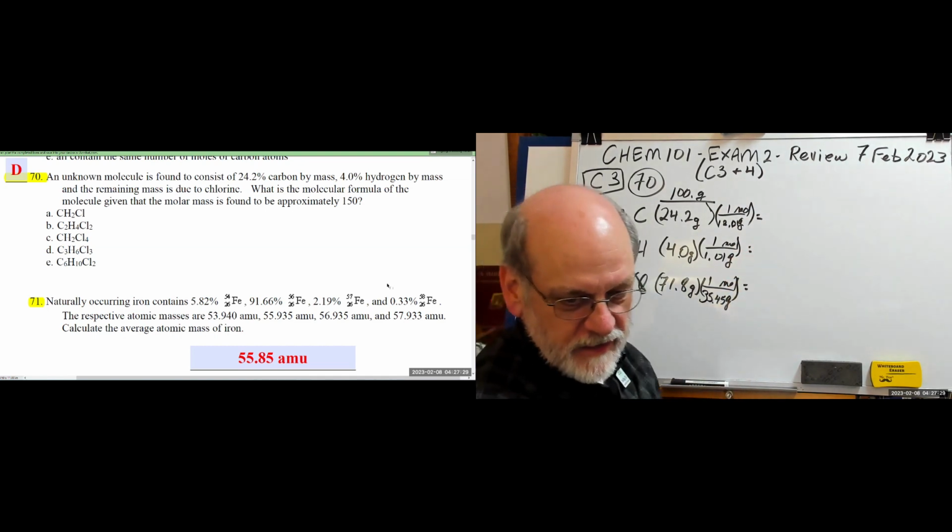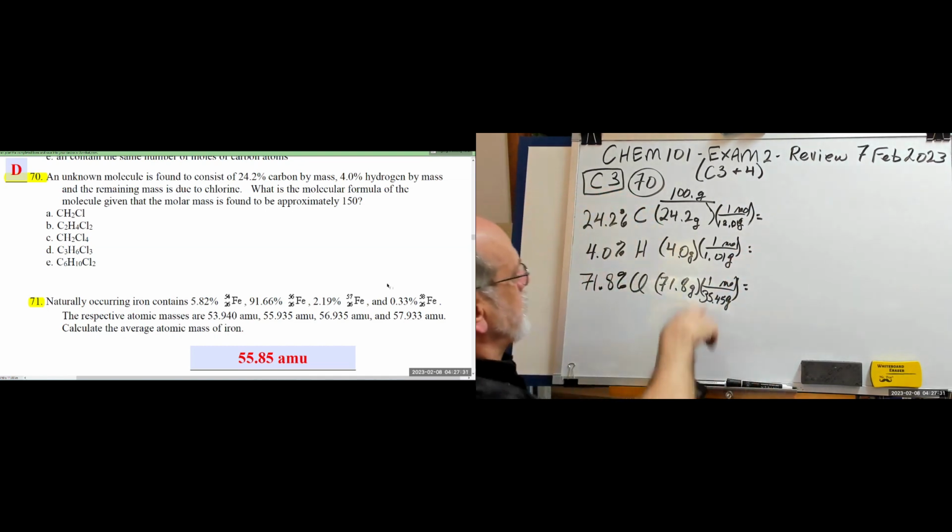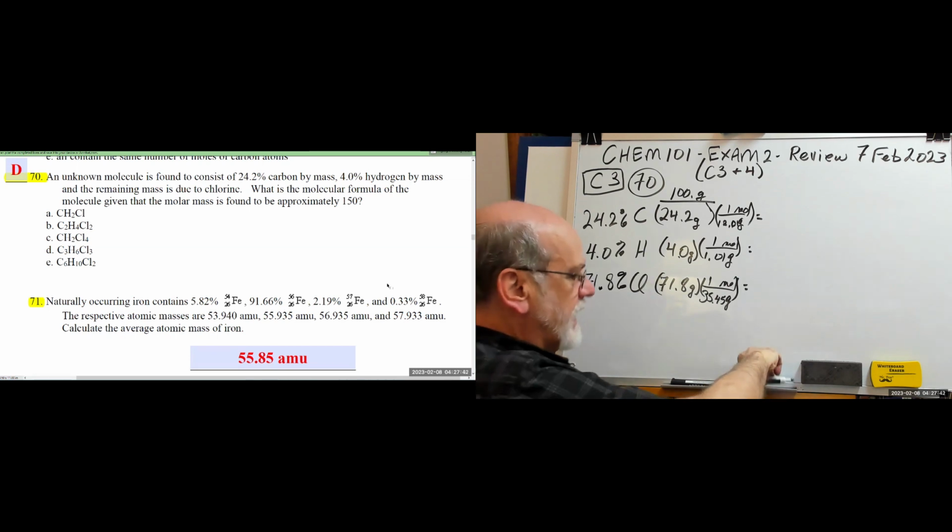All right, so now with my calculator, we can determine how many moles of carbon that is. 24.2, divided by 12.01. So that's 2.015.